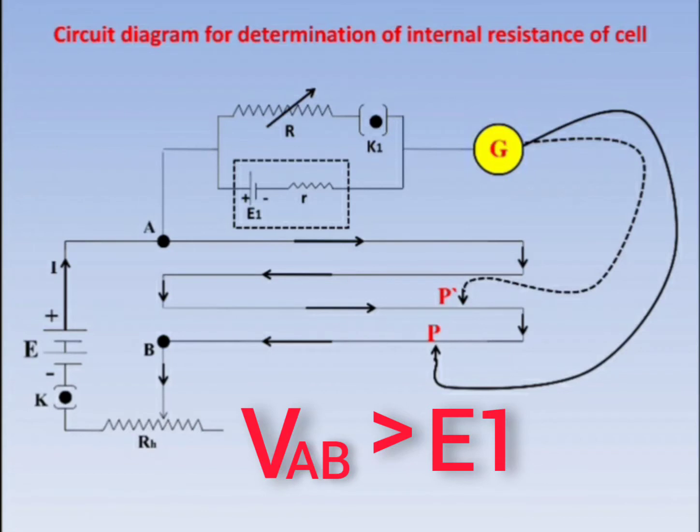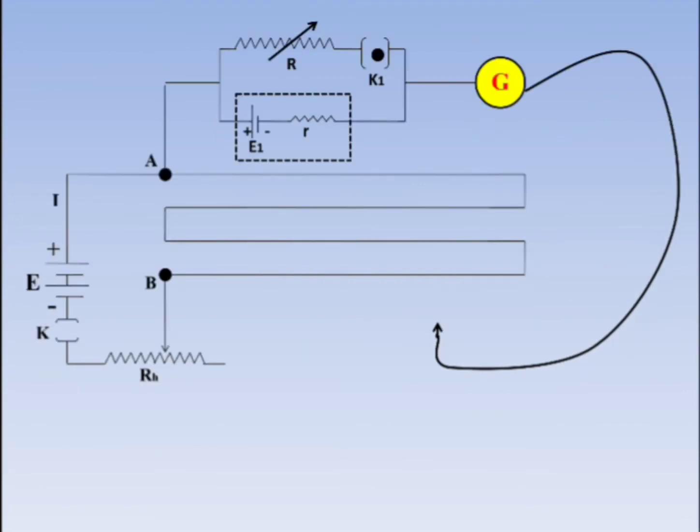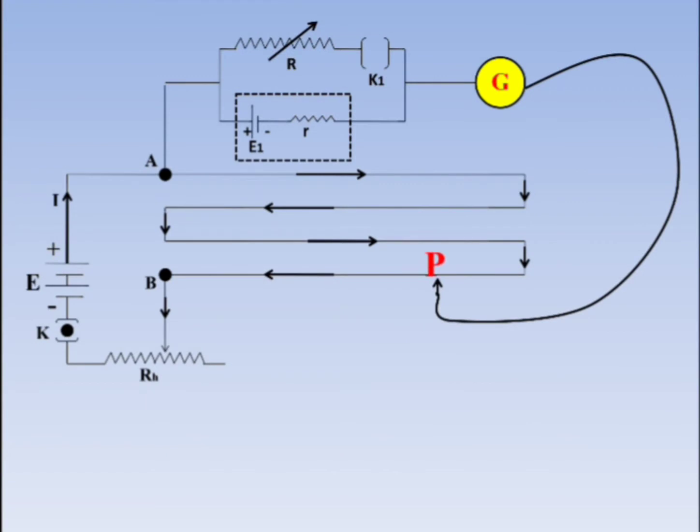In order to determine the internal resistance of the cell, initially plug key K1 is kept open and key K is closed so that the current I starts flowing through the circuit, which creates a uniform potential gradient along the potentiometer wire AB. Now, by touching the jockey at different points on the potentiometer wire AB, the balancing point P is obtained, for which the galvanometer shows null deflection.